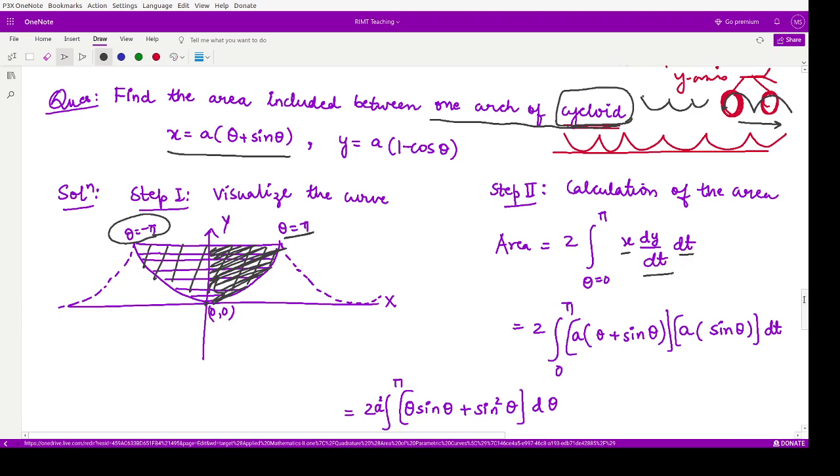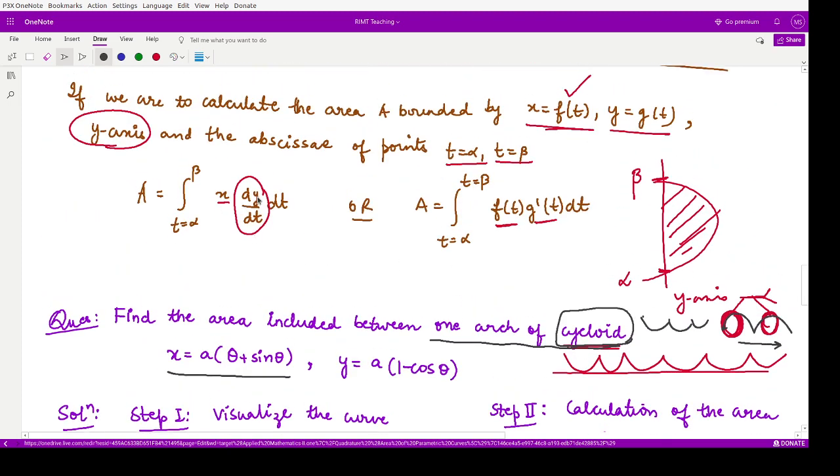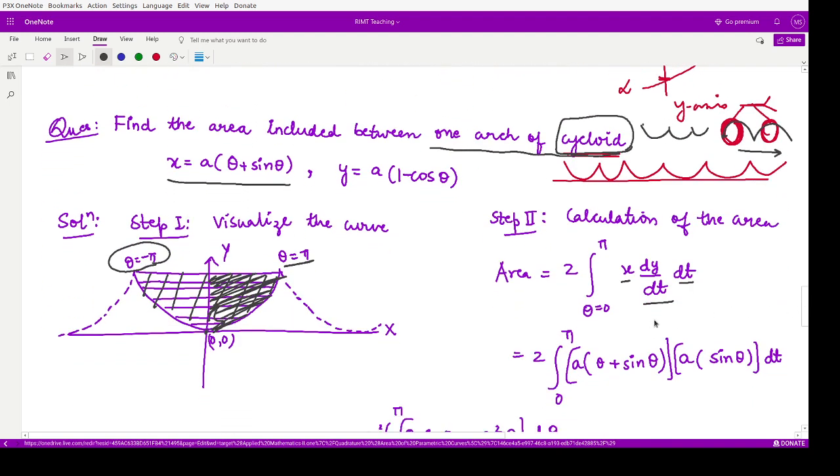So this formula we'll be using here: x into dy by dt into dt. According to this formula, your angle theta varies from 0, theta is 0 here, to theta equal to pi. So our angle is this one.